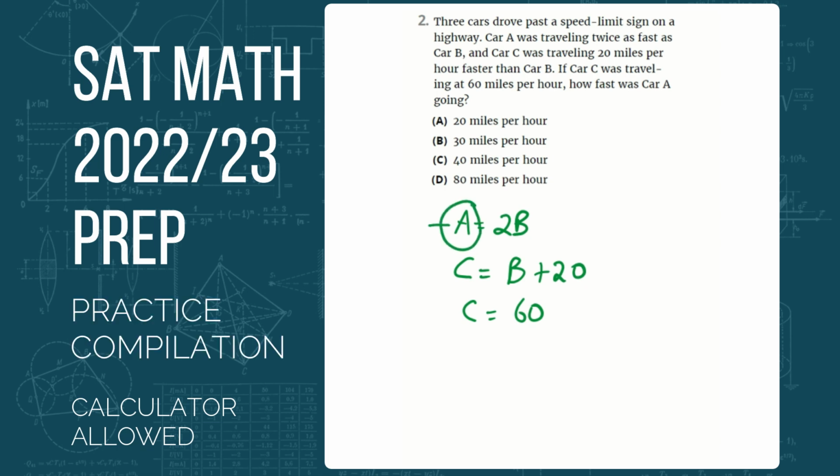All right, if C was traveling at 60 miles per hour, we will know from here easily that B was traveling at 40 miles per hour based on this statement. And that will give me A equal to 40 times 2, which is 80. And the right answer is D, 80 miles per hour.